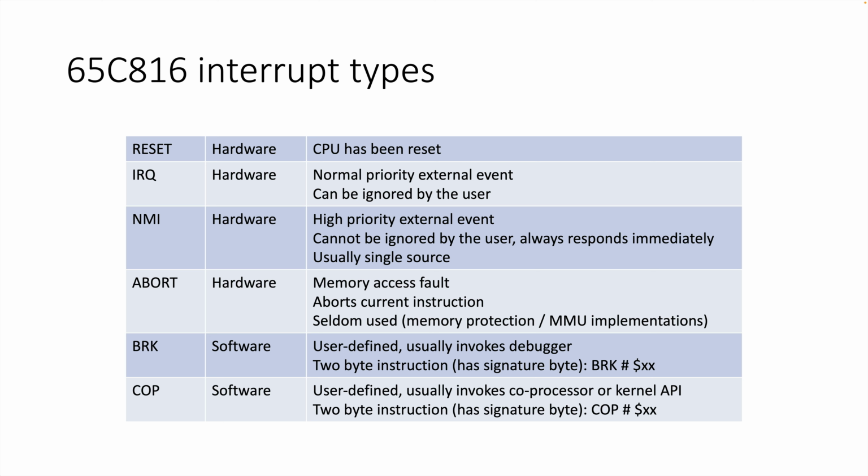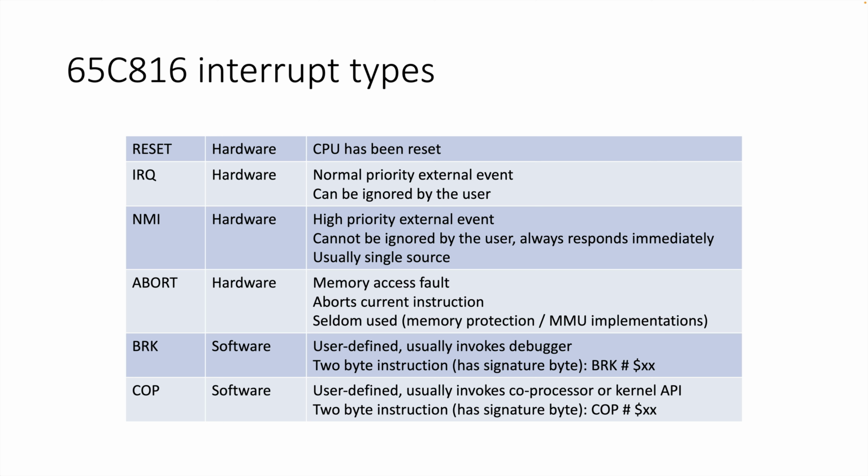The abort interrupt is a new interrupt in the 65816. It doesn't exist in the 6502. That's a hardware interrupt that represents a memory access fault. It will, as its name implies, abort the current running instruction, meaning no register modification will occur. It's an interrupt that is seldom used, and it's mostly useful to implement memory protection using a memory management unit, for example. If a program tries to access memory that it doesn't have the right to access, you would raise an abort interrupt and let the kernel figure out what it wants to do with the program.